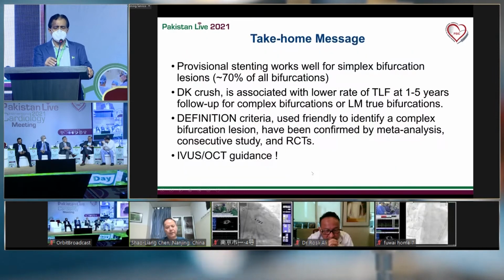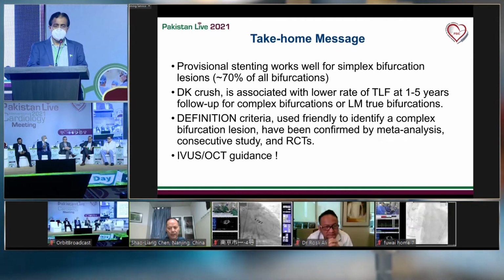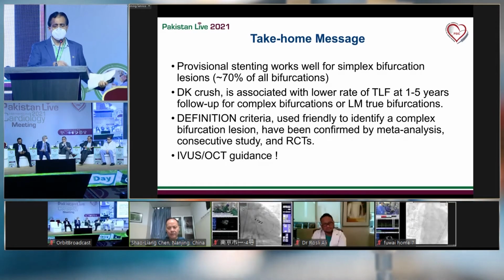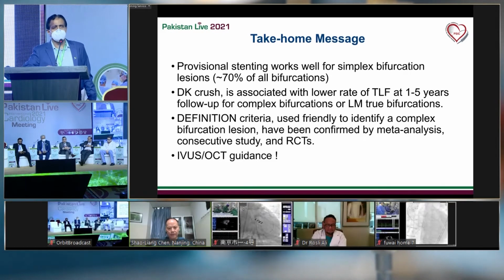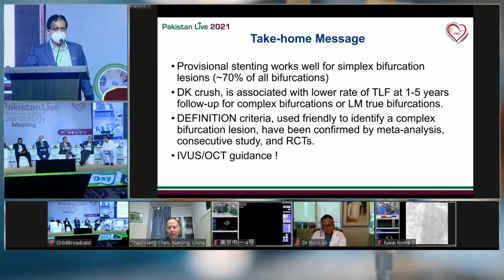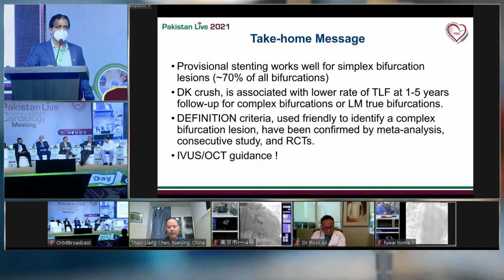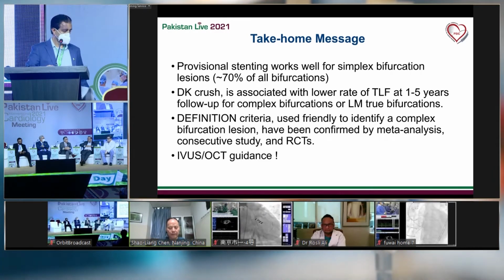So finally, this is my last slide to show the take-home message. In general, of all bifurcation lesions, more than 70% are classified as simple bifurcation lesions, which could be successfully treated by the proximal stenting technique. DK quality is associated with a low rate of target lesion failure at 1 to 5 years of follow-up, particularly for complex bifurcation lesions or distal left main true coronary bifurcation lesions.